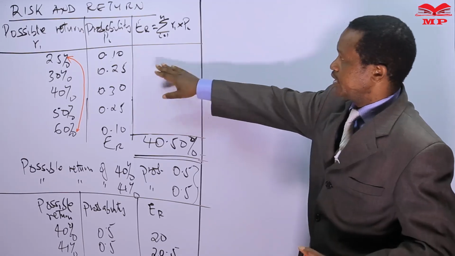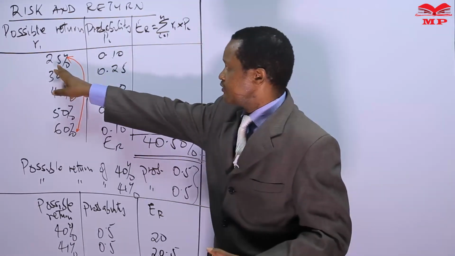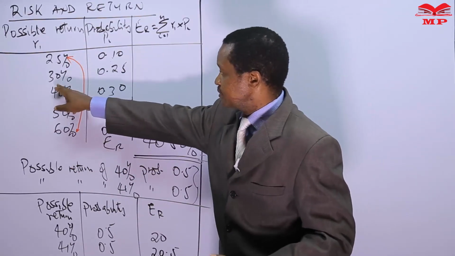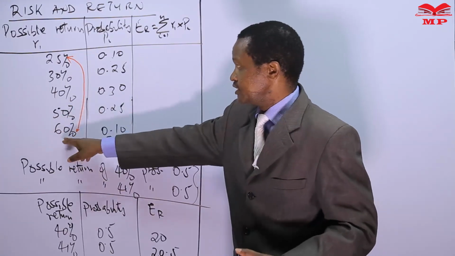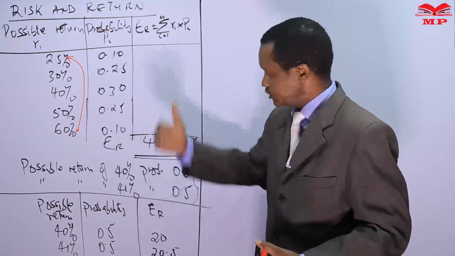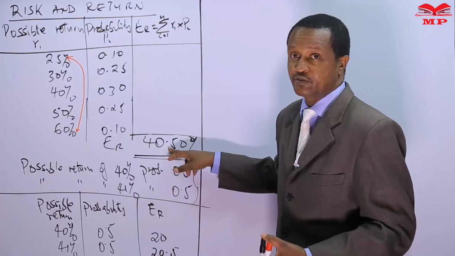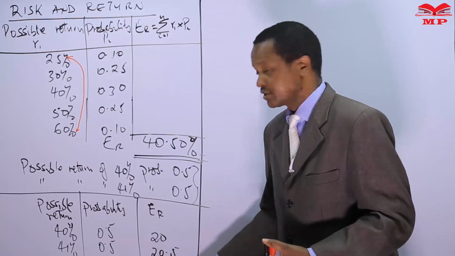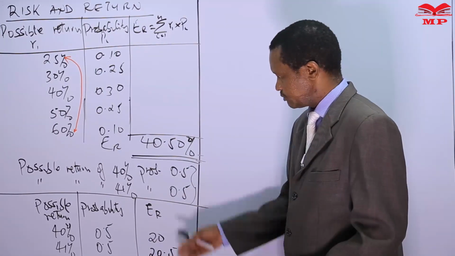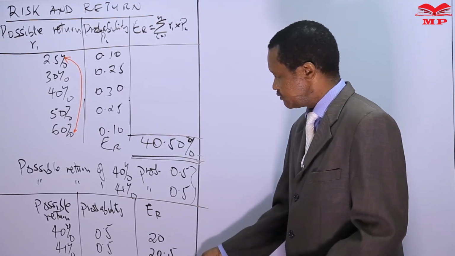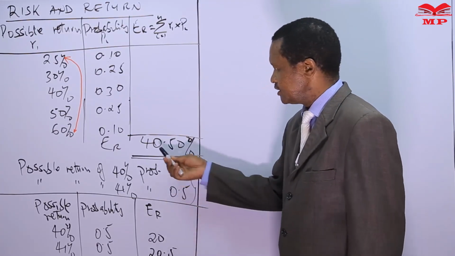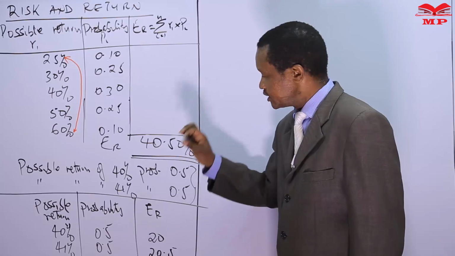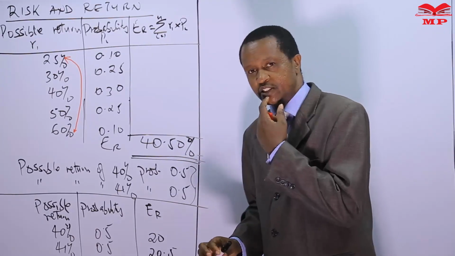I'm repeating, you can see in the first scenario we had possible returns ranging from 25 to 60: 25%, 30%, 40%, 50%, 60%, there are many variations. The expected return is 40.5%. Where there are only two variations, the expected return is still the same. That means that apart from the expected return, the risk associated with the expected return has to be measured.